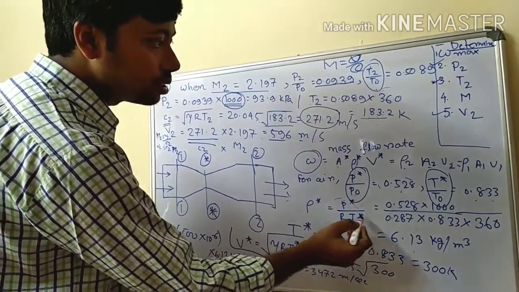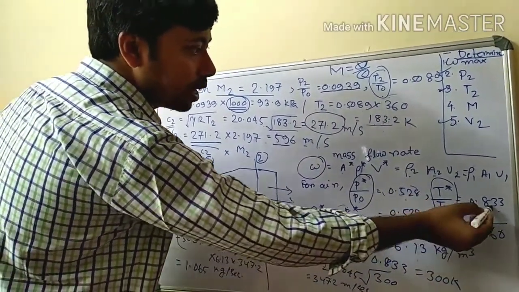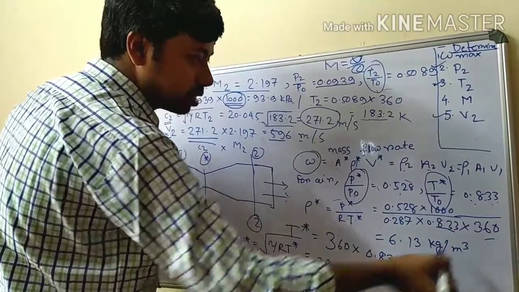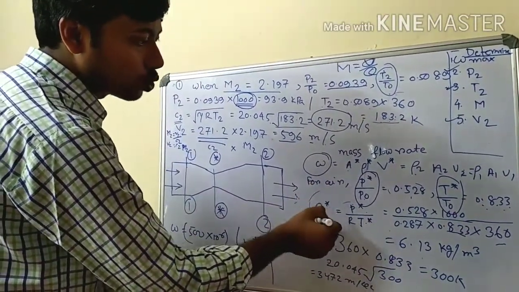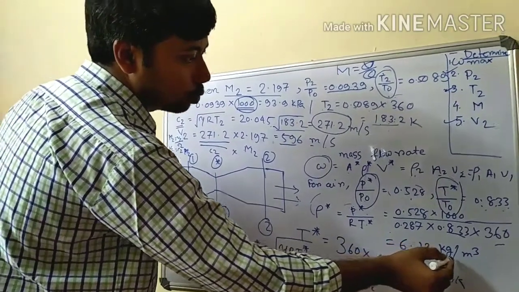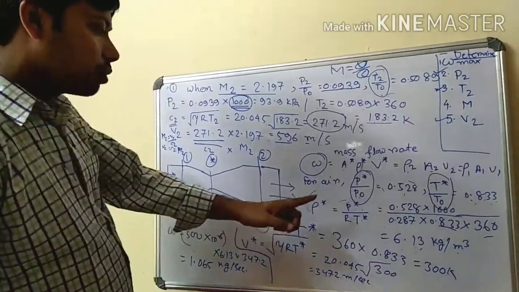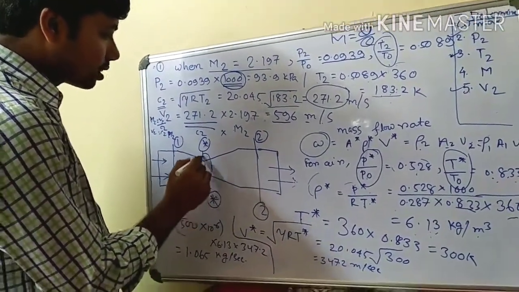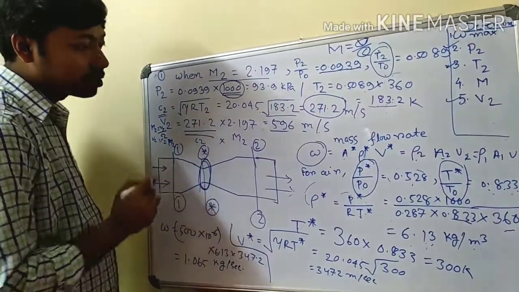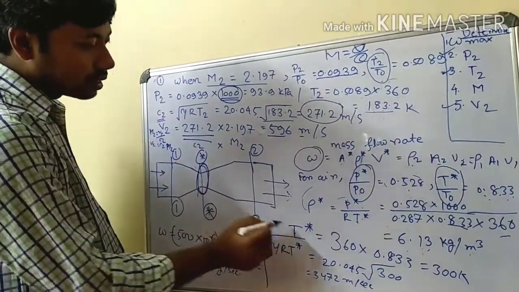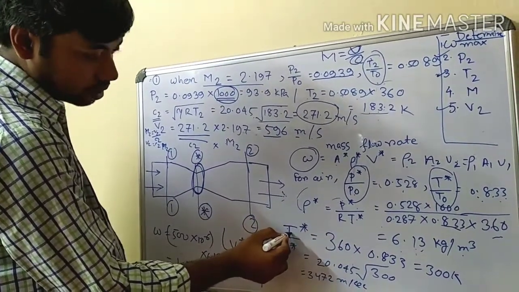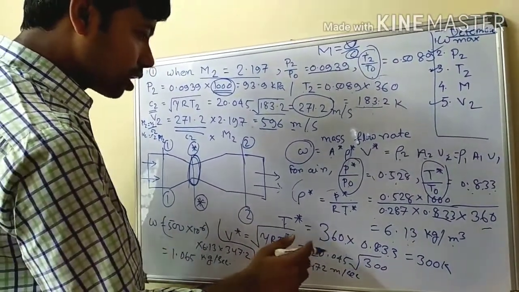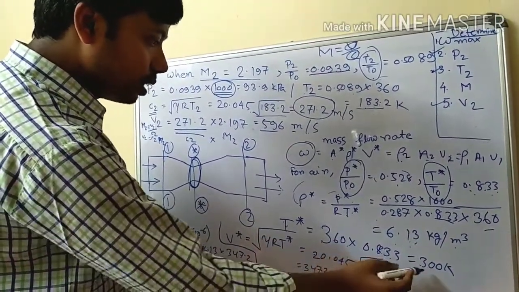T star is equal to 0.833 into T0, so 0.833 into 360, where 360 is the stagnation temperature. From this expression you can get the value of rho star. Rho star will be 6.13 kilojoule per meter cube. Now you also have to calculate T star. The subscript star indicates the area at the throat section, and at this corresponding area the temperature will be 360 into 0.833, that will be 300 Kelvin.